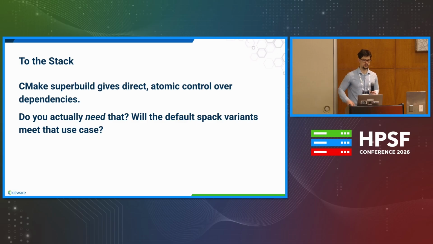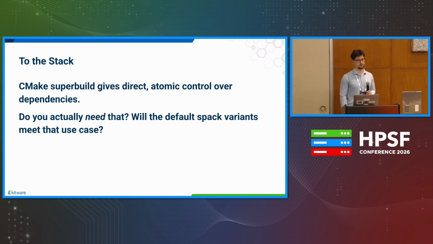So, like I said, CMake Superbuild gives direct atomic control over dependencies. It is very important to consider, do you actually need all of those things? And will the default Spack variants meet that use case? If the default Spack variants don't meet your use case, you might need to add some. If they're proprietary, not upstreamable, you might need to make your own Spack repository. But basically, without getting into the weeds of the implementation details of a particular deployment, it is important to consider for pretty much every package in your CMake Superbuild whether or not you need it, and whether or not Spack natively supports all of the various options, configurations and requirements that you have for the CMake Superbuild.